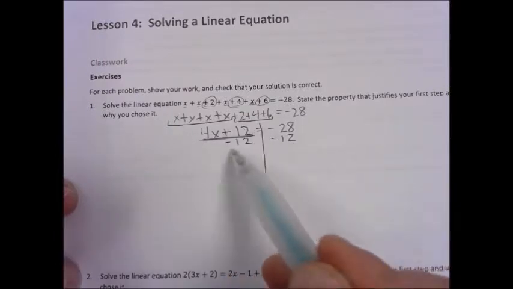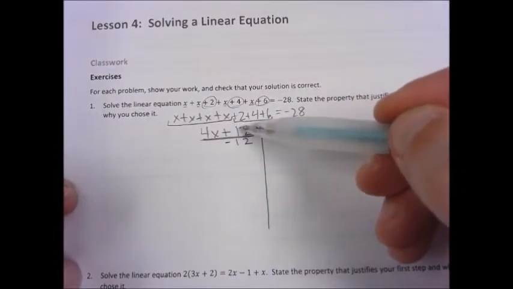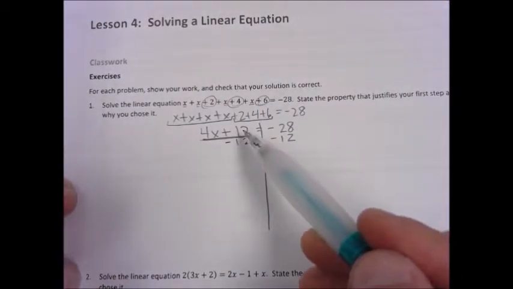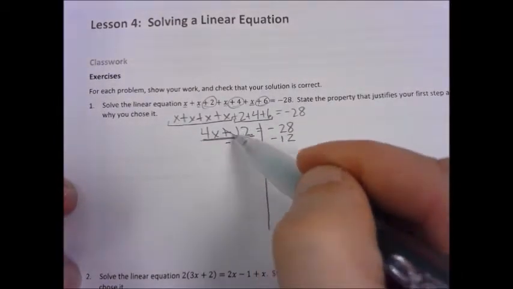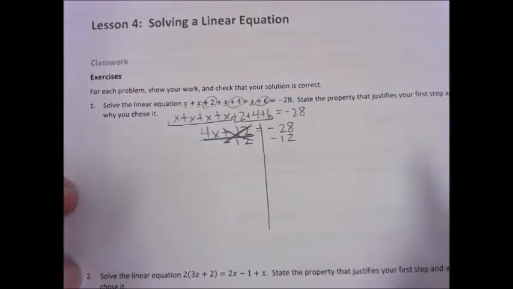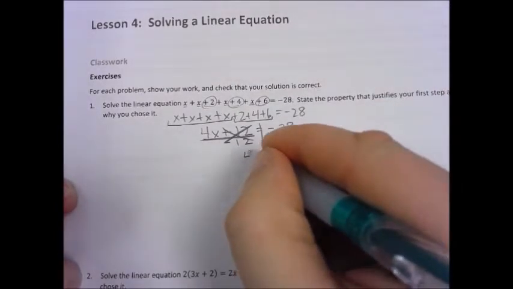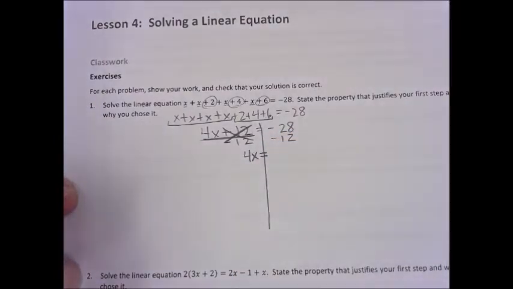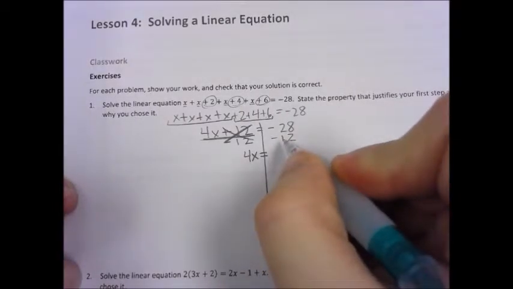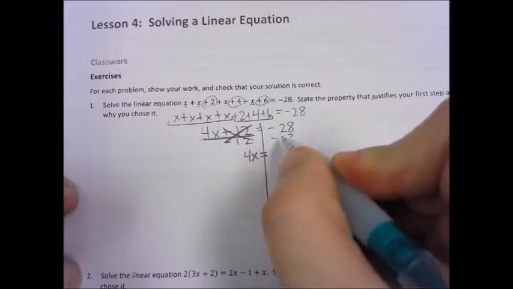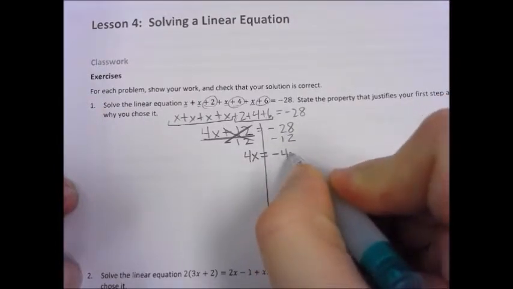So if I go back to this left side over here, I have 4x plus 12 minus 12. Well, if I have a positive 12 and a negative 12, this is just going to go away and I end up with 0. So on the left side of this equation, what do I have left? 4x. And that equals negative 28 minus 12, which means I'm going to be going farther away from 0. It's going to be a larger negative number. So negative 28 minus 12, I end up with negative 40.